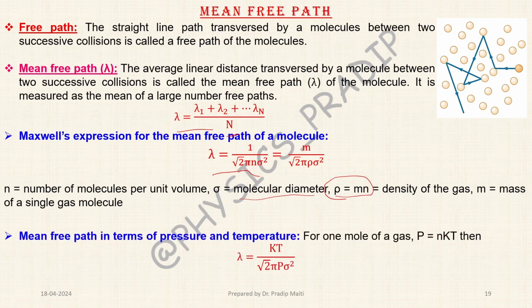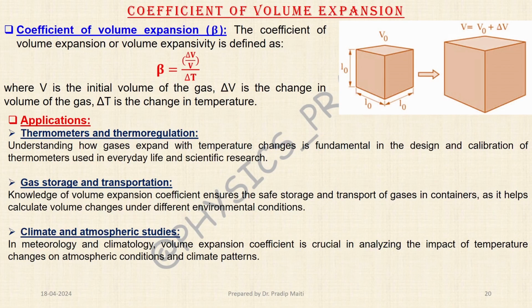And mean free path in terms of temperature and pressure, we can use the relation P equals nkT, then lambda will be equal to kT upon root 2 pi P sigma square. So remember these forms. Coefficient of volume expansion.